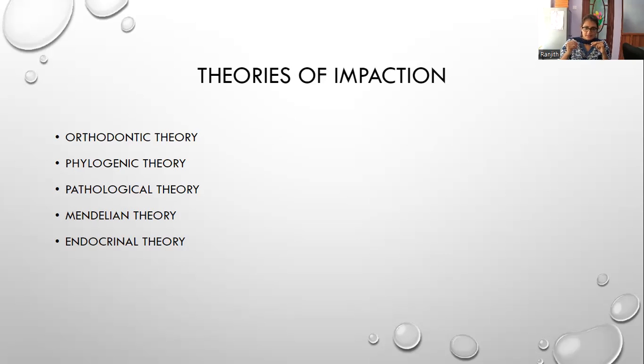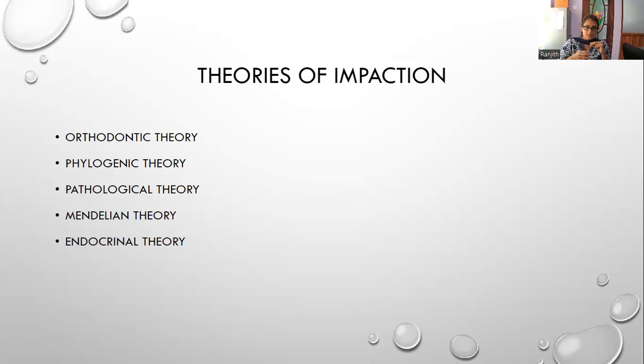Now coming to the Mendelian theory, it states that heredity is a cause for impacted teeth. That means the jaw size is transmitted from one parent, and the tooth size is from the other parent. So usually there's a discrepancy here. That is, you may have small jaw size and larger teeth. So in that case, you can have impacted teeth because of the smaller jaw size. Coming to the endocrinal theory, it states that it is the increase or decrease in the growth hormones which decides the size of the jaws.